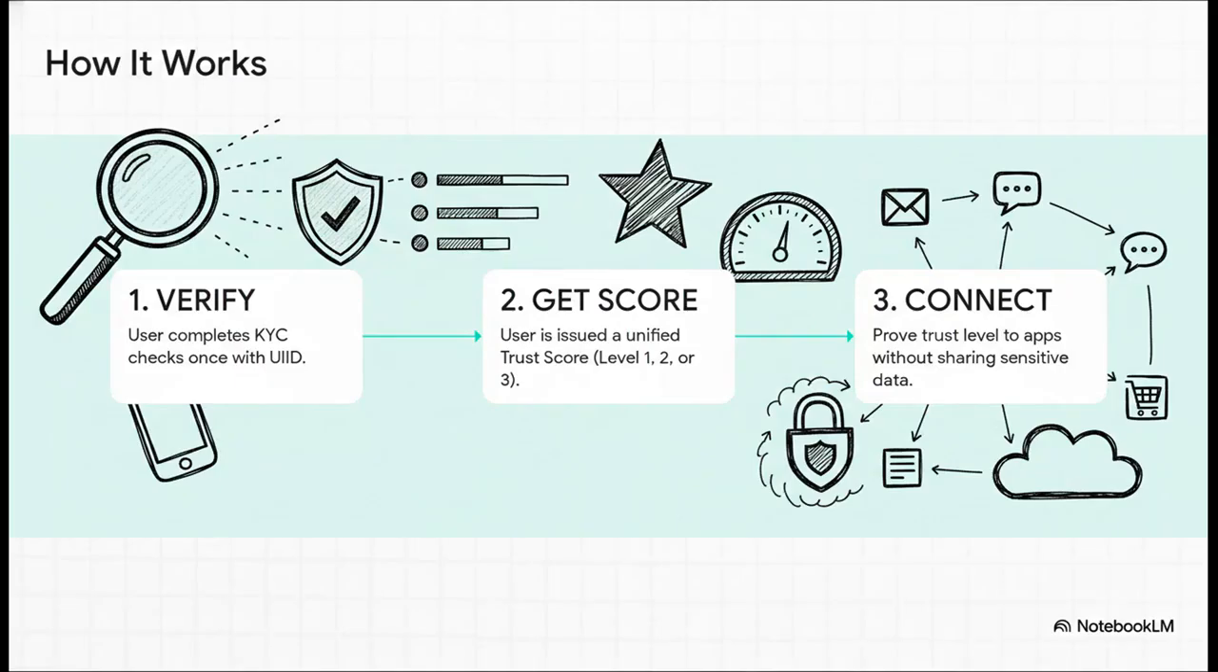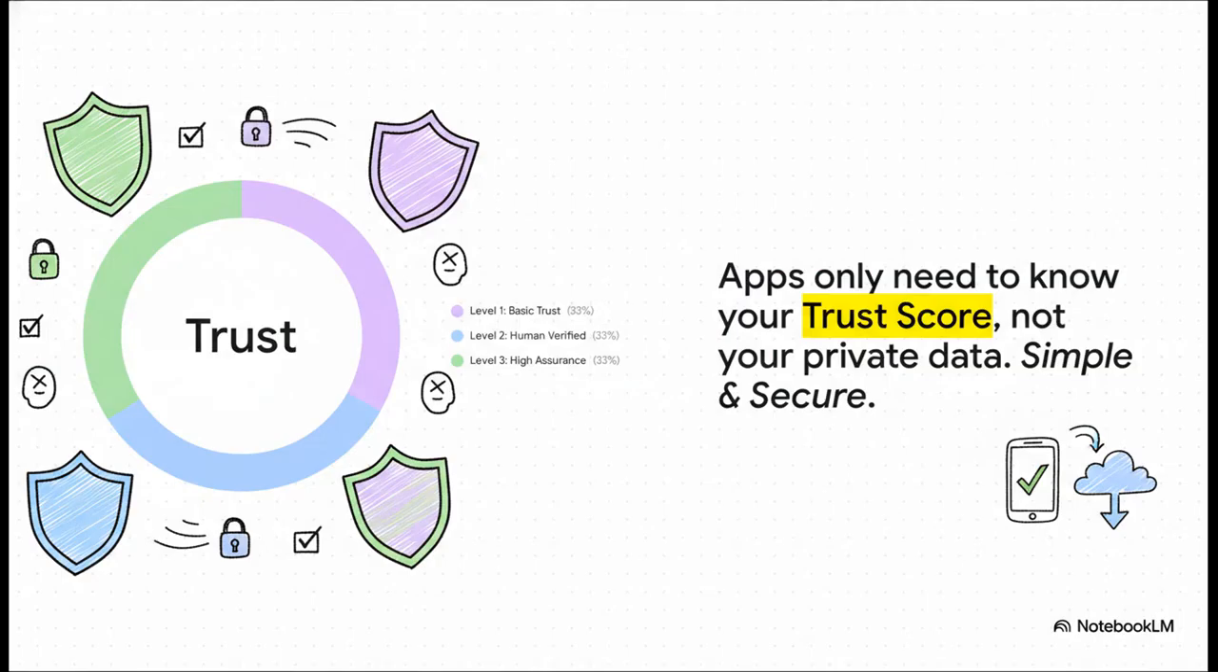And it breaks down into 3 really simple steps. Step 1. You complete the verification process with UIID, just one time. Step 2, you get a unified trust score, like a level 1, 2, or 3. And step 3, you just connect to apps and prove your trust level without ever having to share the actual data. All that friction we talked about, poof, gone. So the key to the whole thing is this simple trust score. An app doesn't need to see your passport photo. It doesn't need your home address. All it needs to know is, hey, is this person a level 2 trusted user? It gives the app the proof it needs while keeping your private information, well, private, exactly where it should be.